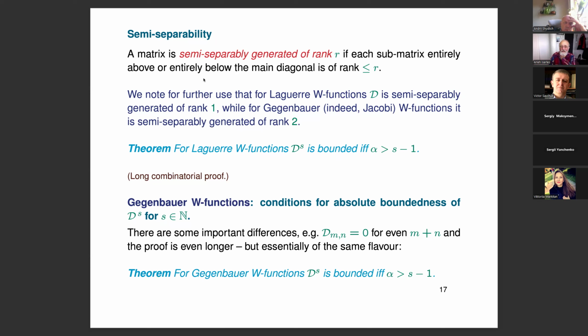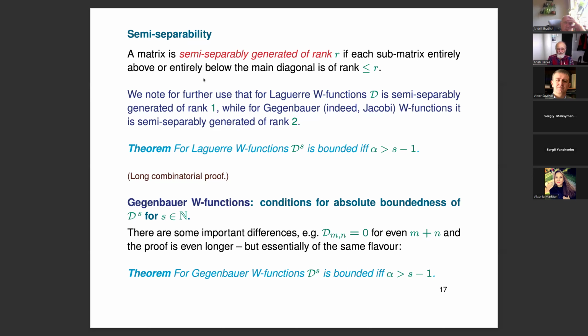And note that for Laguerre W functions, D is semi-separably generated of rank 1, and for Gegenbauer, it is semi-separable. For Jacobi polynomials, in general, it is a much more complicated proof. It is semi-separably generated of rank 2, but because for Gegenbauer we have all the zeros, once we are looking only at non-zeros, when we separate the odd and even terms in the expansion, it is semi-separably generated of rank 1. And later we'll see why it is important.